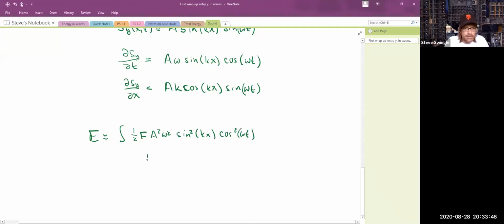And then I got the other term, the linear density. Oh, darn it! I got these switched around. Let me go back in here with my eraser. This is supposed to be the kinetic energy, so that should be the mu, and this second term is going to be the potential. So that should have the tension F, and of course the k squared. But now we have cosine squared kx and sine squared omega t.